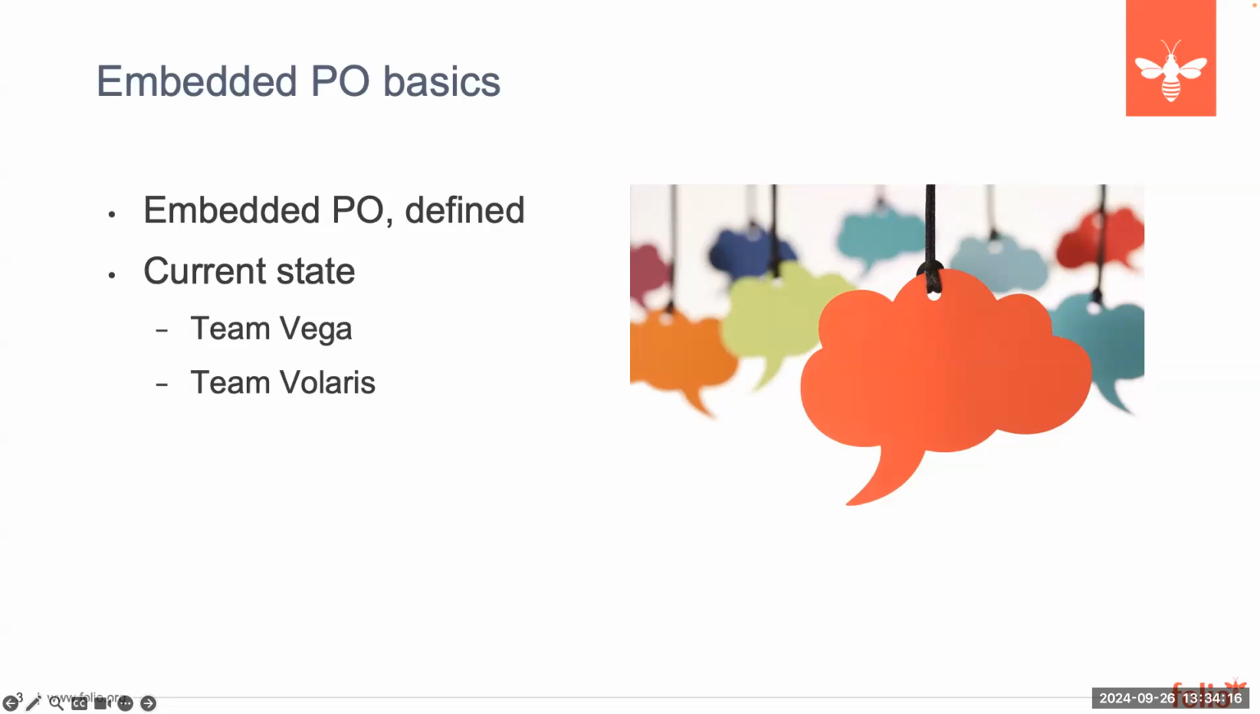And the current state that we have now is that we have two embedded POs. So we have Tom, who is working with Team Vega on circulation functionality, and we have Amelia, who is working with Team Volaris on fulfillment functionality. And so just briefly, I'd like to talk through Tom and Amelia's institutions and their current areas of contribution in this area of embedded PO.